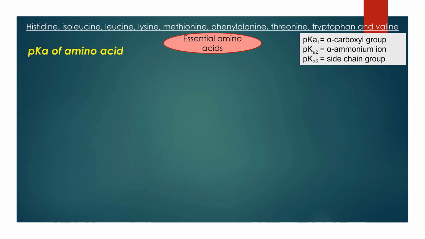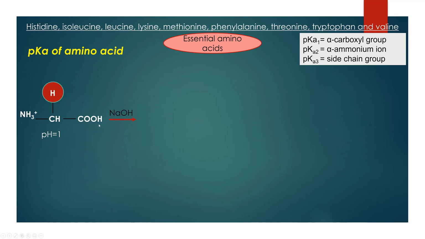Another important topic is pKa of amino acids. The pKa is the pH at which half of the protons for a given site have dissociated. Here I am talking about the amino acid molecule. This is the structure of glycine. Glycine contains one alpha carboxyl group and one amine group. The side chain is a hydrogen atom. At pH 1, what happens? NH3 contains a positive charge and the carboxyl group contains a hydrogen ion.